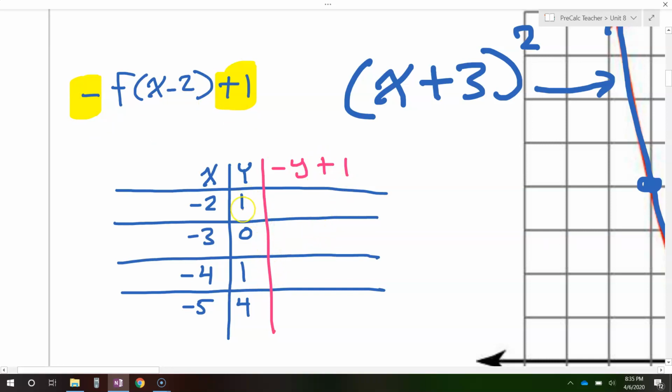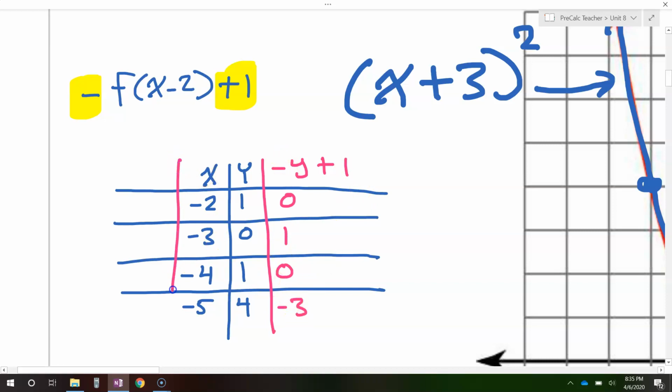So the opposite of 1 is -1. Plus 1 is 0. Opposite of 0 is 0. Plus 1 is 1. I just got 1 comma 0 a second ago. The opposite of 4 is -4. Plus 1 is -3. All right, so these are my new y values.